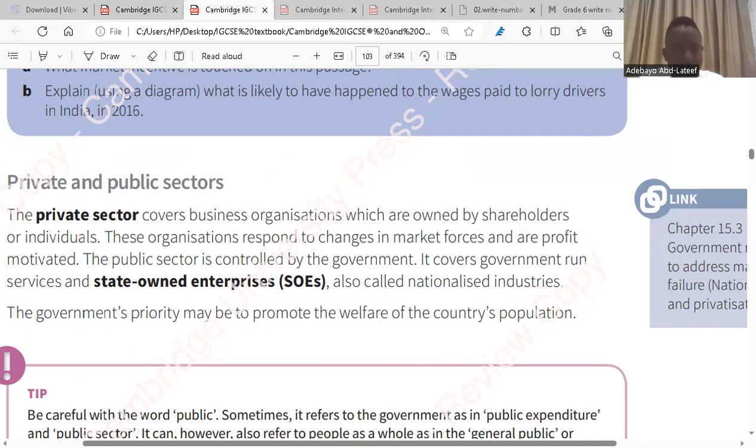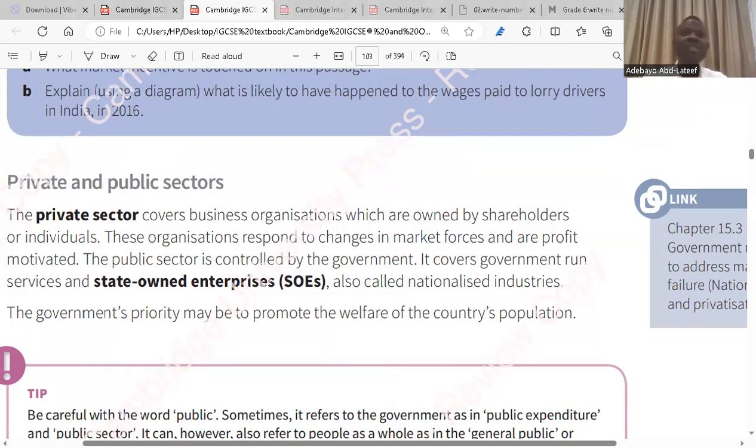Clear? I thought that the private sector is businesses that don't relate with the government. It does not. That's why we say government does not make profit. Government doesn't think about profit, it thinks about the consumer, the people. So a private sector business is any business, of individuals or shareholders, whose main objective is profit maximization. Then the public sector is controlled by the government. We call them state-owned. So the difference is that the private sector is not controlled by government. The public sector is controlled by government.